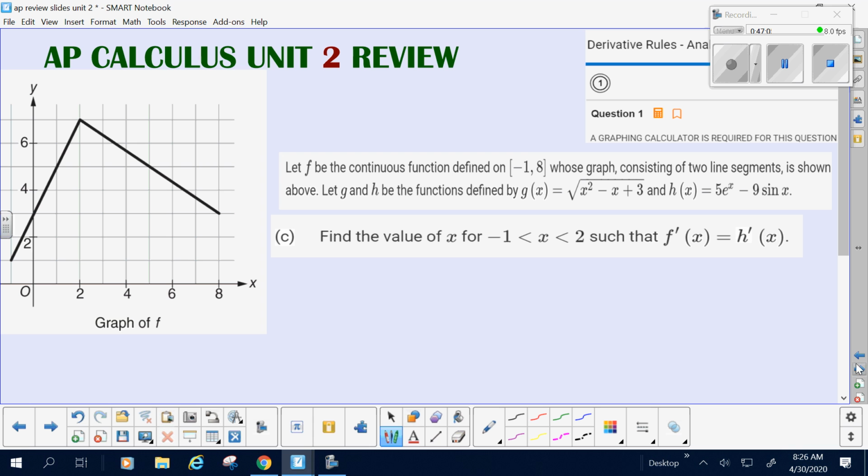All right. What about a value? If I remember, this is a part that we missed a lot. Where's there a place where f prime in between -1 and 2 equals h prime? Well, let's start with f prime is the slope of the f graph. I'll come back to that, I suppose. h prime is the derivative of h, which is 5e to the x minus 9 cosine of x.